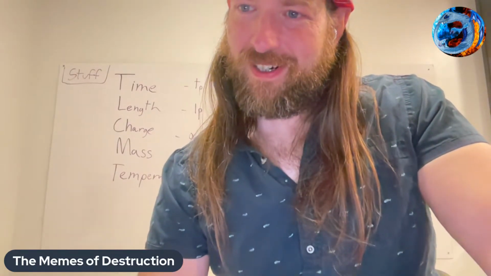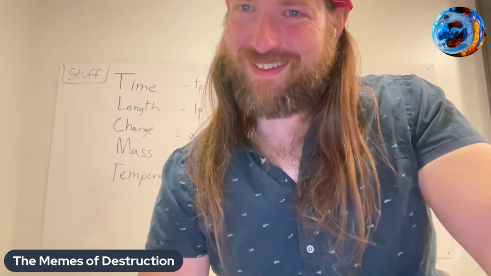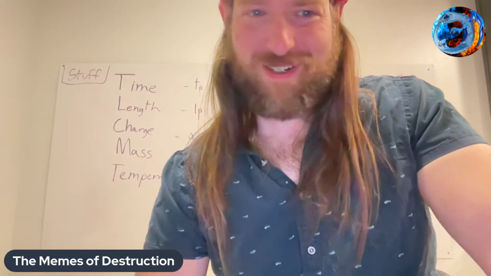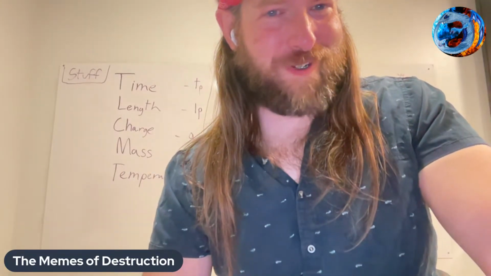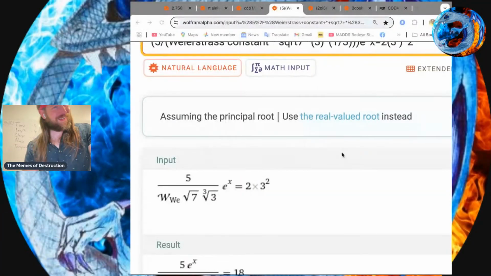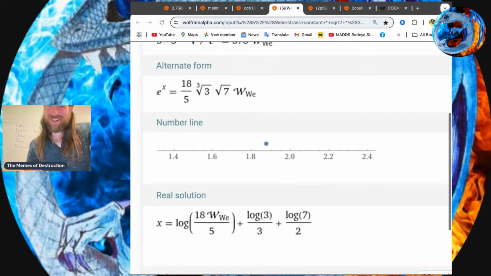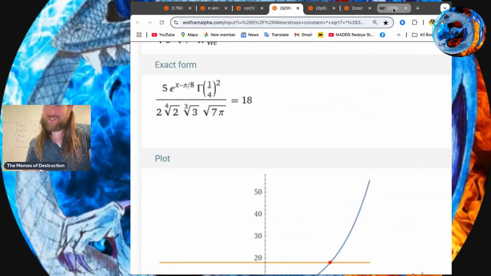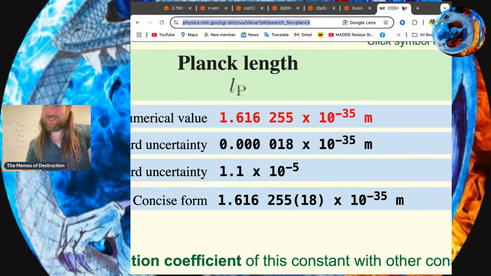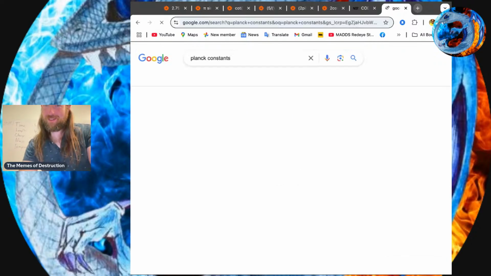So let's see here. All right, the actual grinding part. Hold on. Oh my God, I'm not even sharing. I'm just rambling on and making weird sounds. But then again, how's that different than the rest of humanity? Let's see. All right, so we had that. What did you grab? I think Planck length. Planck constants.